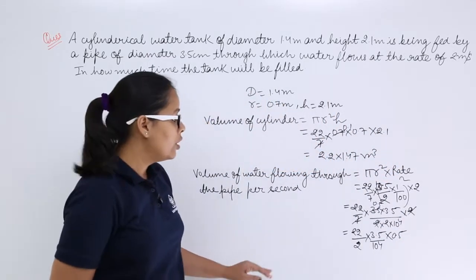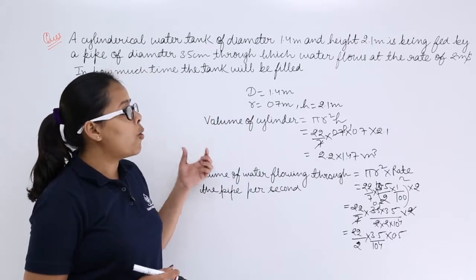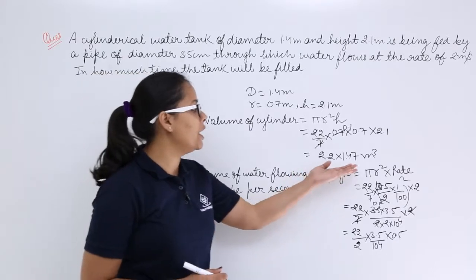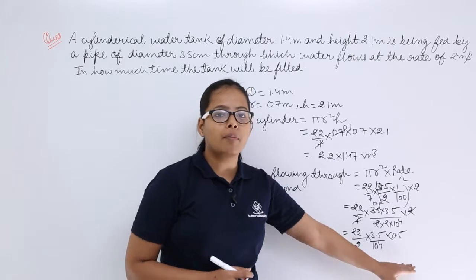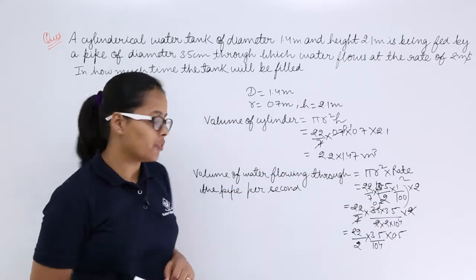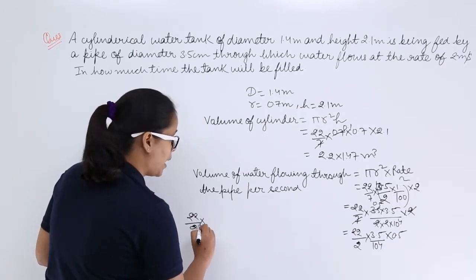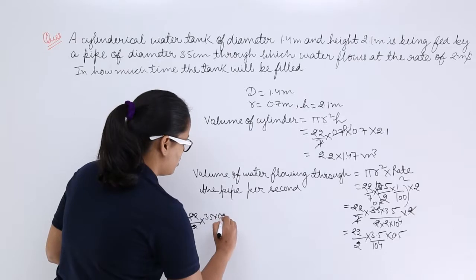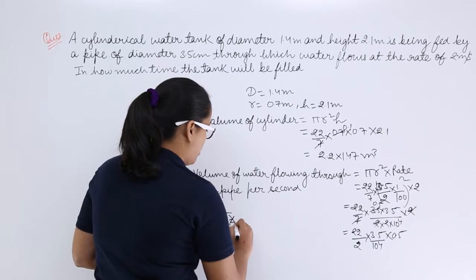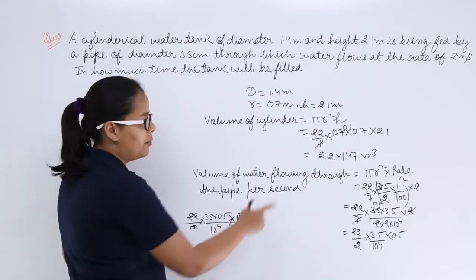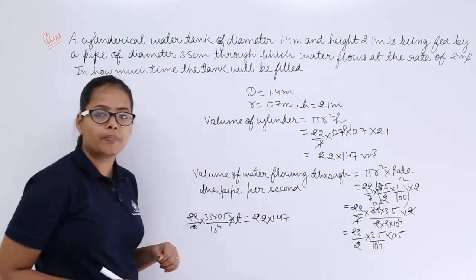Now what you will do? You have this volume per second which is flowing out of the pipe. So how much volume will you be needing? You will be needing this much volume. In how much time? So you are going to multiply this volume with the time, and then you will equate this with this volume. So let's do that. What is our volume flowing through the pipe per second? It is 0.5 divided by 10 to the power 4, and let's equate this. Multiply this with time, which will be in second, and this is 2.2 into 1.47.